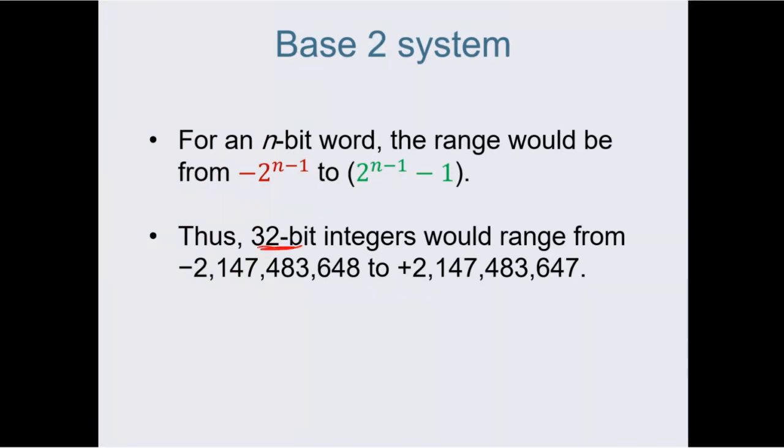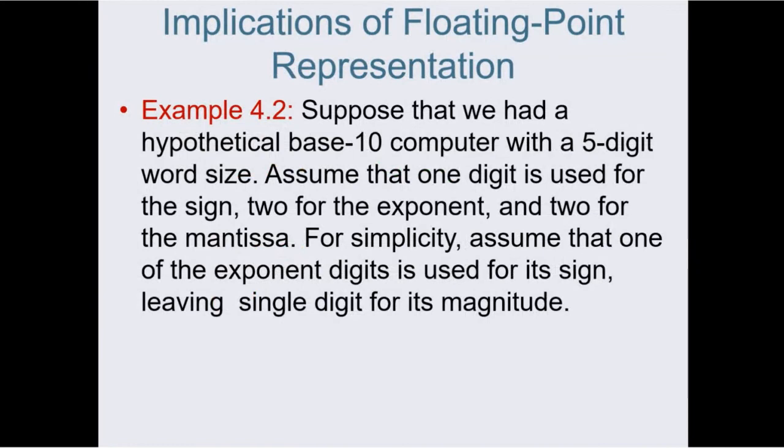A 32-bit word will go from minus 2,147,483,648 up to 2 billion. So from minus 2 billion up to plus 2 billion something you can define in a 32-bit word size. So you can see the limitations that you are getting for defining the numbers.